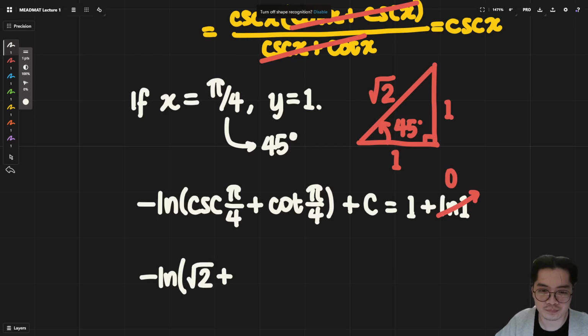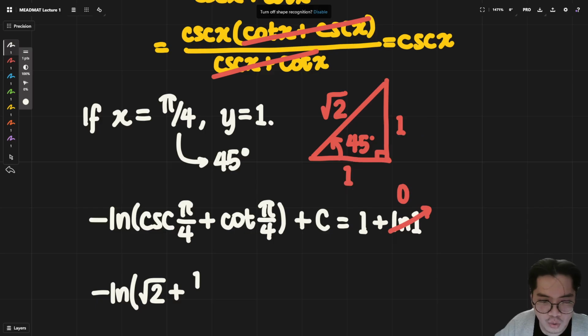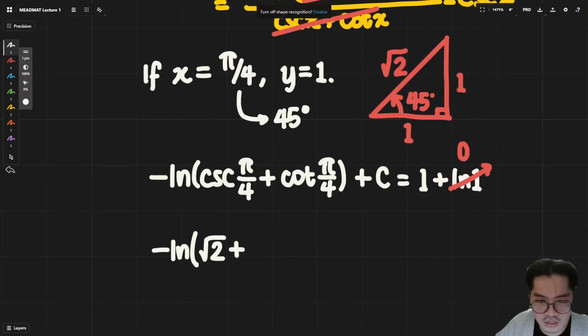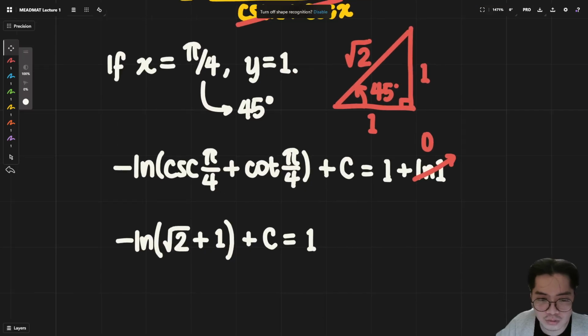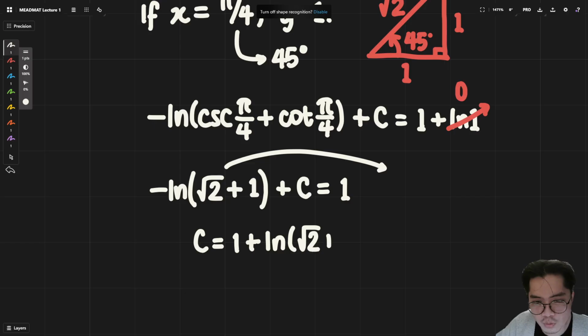Next, cotangent is 1 over tangent. Tangent is sine over cosine, so cotangent is cosine over sine. Or TOA, opposite over adjacent, so your cotangent is adjacent over opposite. But it really doesn't matter. Both of them are just 1. So 1 over 1 is just plain old 1. Plus c is equal to 1 plus 0. So I should just put this to the other side. We will get that your c is equal to 1 plus ln of square root of 2 plus 1.